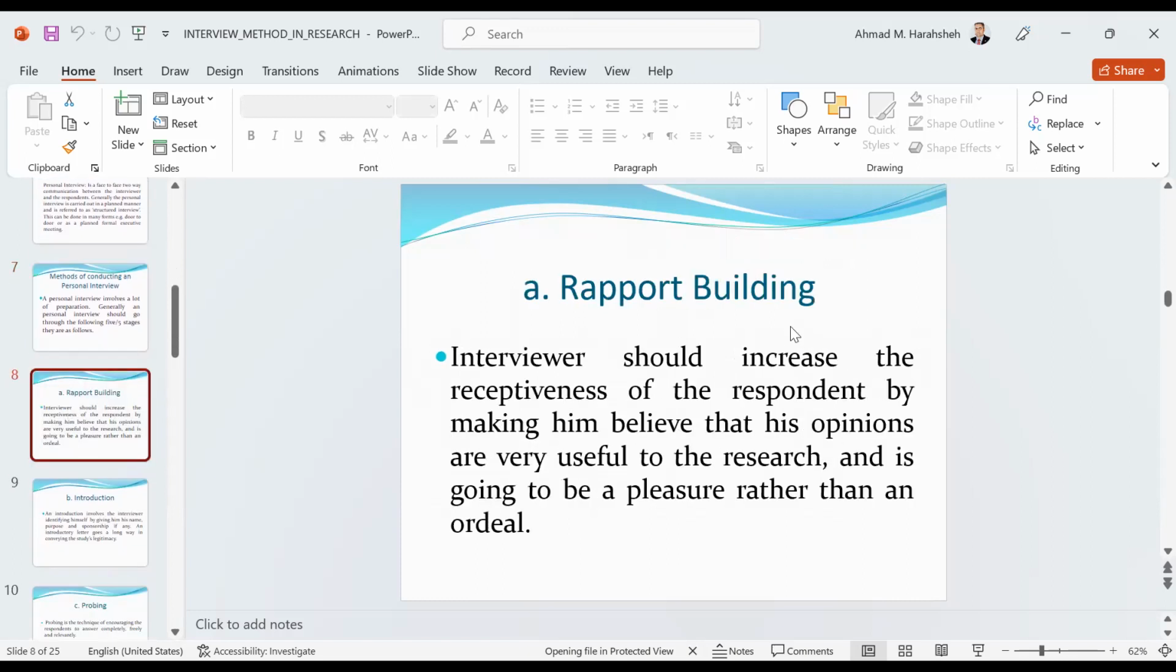عندك الرابورت building اللي هي العلاقات، يعني يسموها هذه. Interview should increase the receptiveness of the respondent by making him believe that his opinions are very useful to the research and is going to be a pleasure rather than ordeal. أنا بدك تقنعه إنه رأيك مهم جدا في دراستي، مش هيك؟ في introduction, interviewer should increase the receptiveness of the respondent by making him believe.